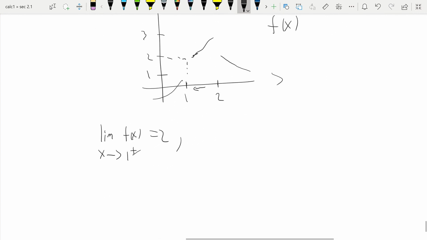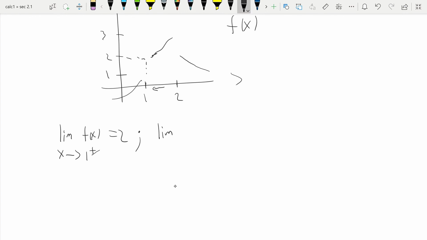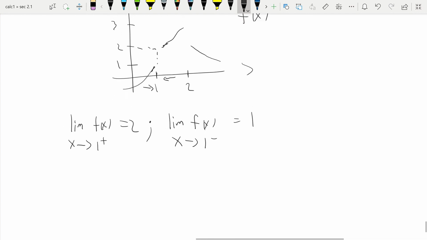Instead, if we approach 1 from the left, we see that we are approaching 1. I mean, at least that's what I intended this graph to mean. So if we approach 1 from the left, we'll see that we're approaching 1. So there are two different one-sided limits at 1.